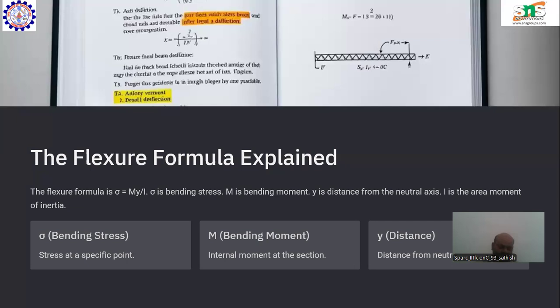So the flexural formula is explained as sigma equals M by I into y. Sigma is the bending stress, M is the bending moment, and y is the distance from the neutral axis. I is the area moment of inertia. So stress at a specific point can be calculated using the notation sigma. Internal moment at the section can be calculated with the bending moment M, and the distance from the neutral axis is y.